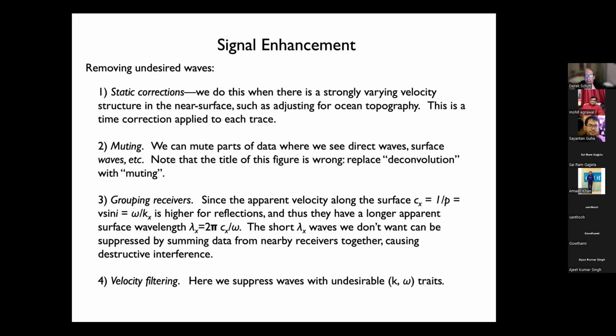All right, there are other ways to enhance signal other than stacking. So we can remove undesired waves. We can do static corrections. So when we have a strongly varying velocity structure in the near surface, we'd apply a time correction to each seismogram. We can mute parts of the data where we see direct waves, surface waves, or other sorts of waves that we don't want to see. We can group receivers along certain common characteristics. So for instance, we can group receivers such that we don't get these short wavelength waves. And we can do velocity filtering. Here we suppress waves with undesirable wave number angular frequency traits.